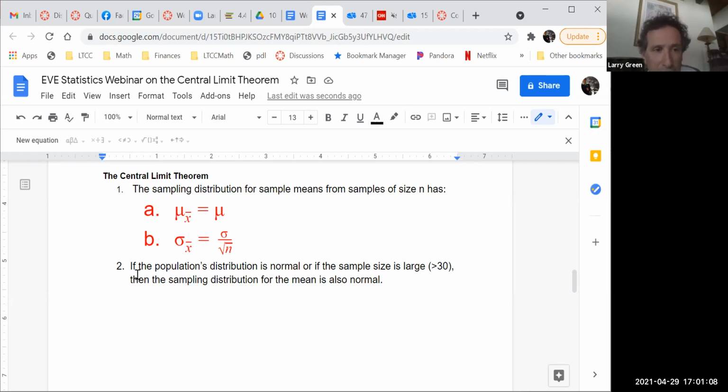Number two for the central limit theorem is if the population's distribution is normal, or if the sample size is large, greater than 30. Where have you seen greater than 30 in this class before?